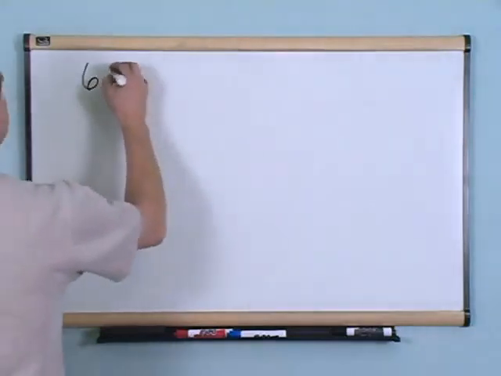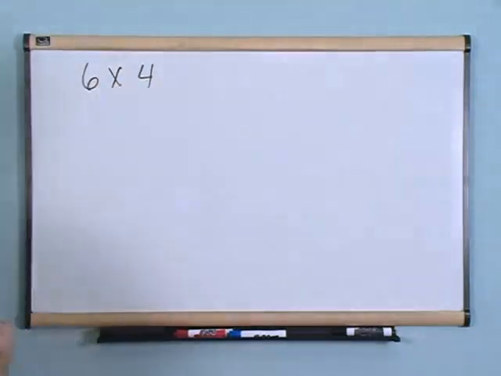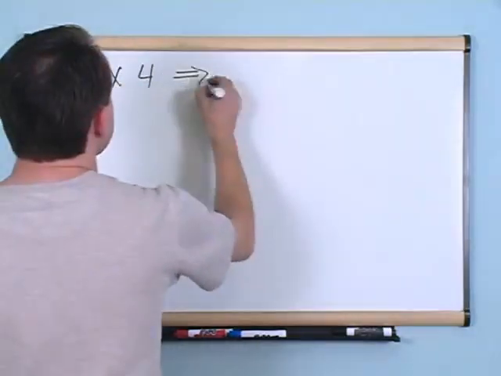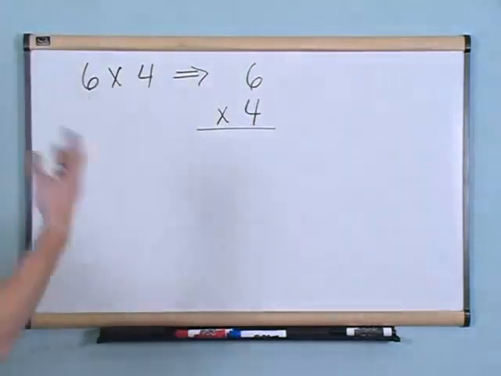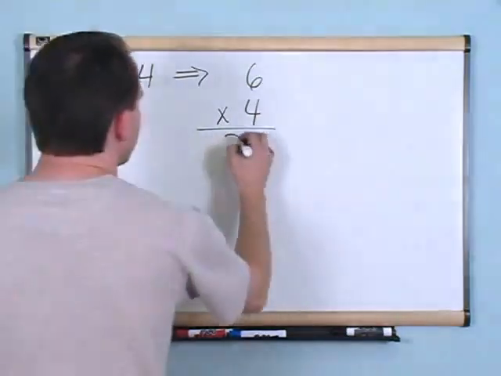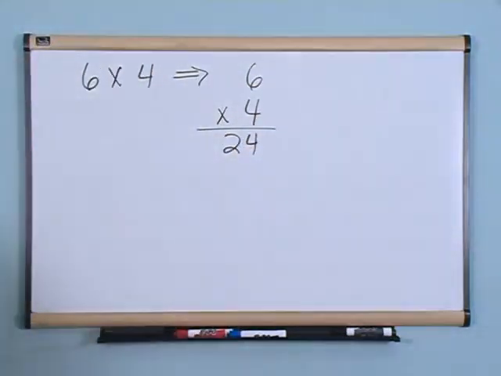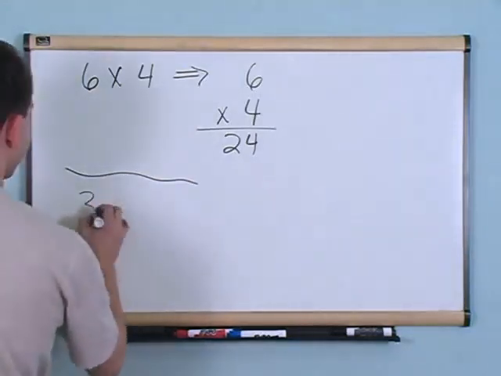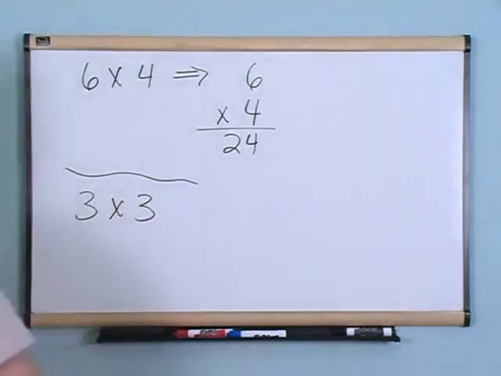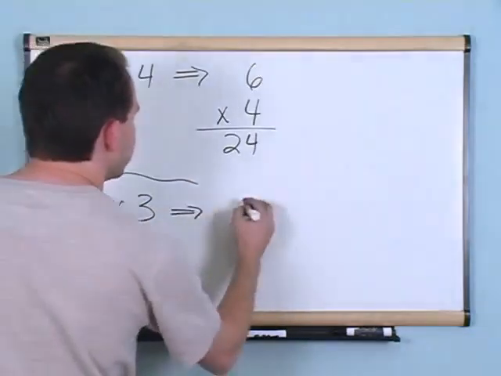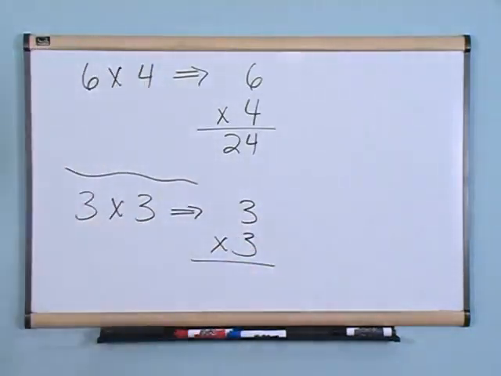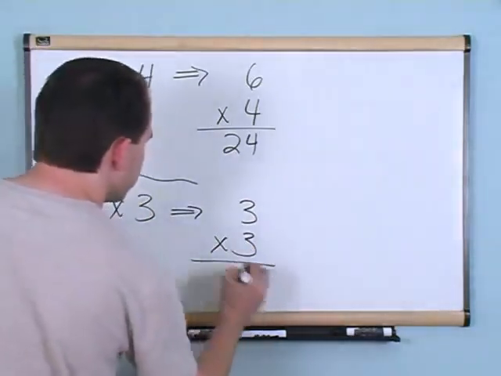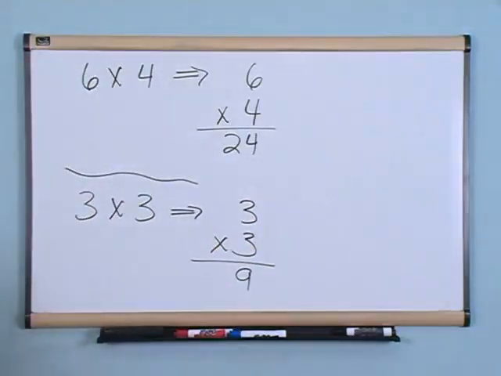Again, 6 times 4. You should know what that is. We're going to write it on top of each other with the multiplication symbol. 6 times 4, you should remember from your times tables, is 24. I'm just going to write that down. 6 times 4 is 24. What about 3 times 3? I'm going to write that down just like this. And you should remember from your times tables that 3 times 3 is 9.